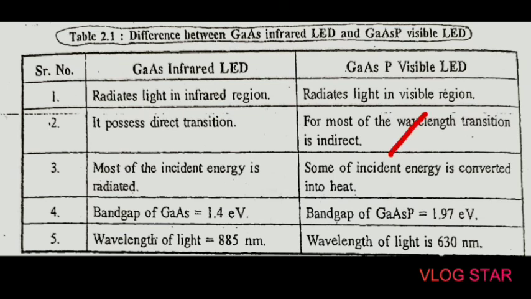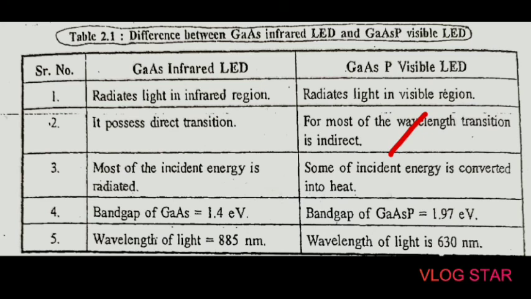That means the electrons fall directly from the higher energy level to the lower energy level. But the gallium arsenide phosphorus possesses the indirect transition. That means the electrons cannot directly reach the lower energy level. They stay some time at a metastable state, which is called the intermediate stage, and after some time they reach the lower energy level state. Next, the third point is that most of the incident energy is radiated in the case of the gallium arsenide infrared LED, and in gallium arsenide phosphorus, some of the incident energy is converted into heat.